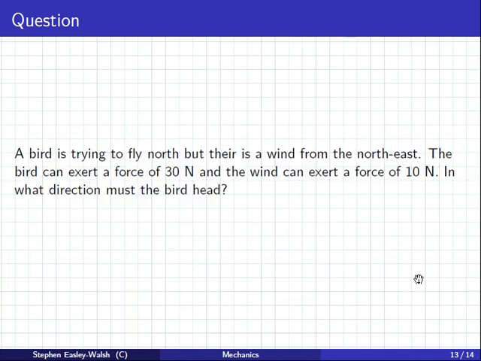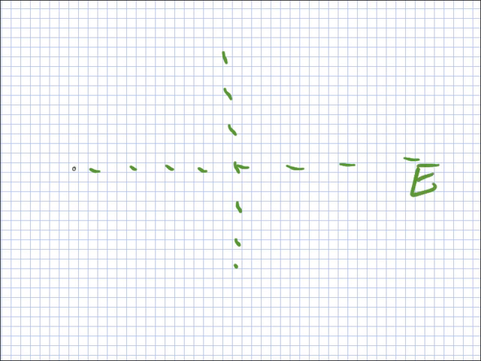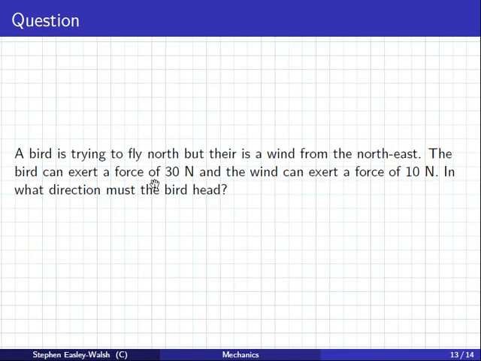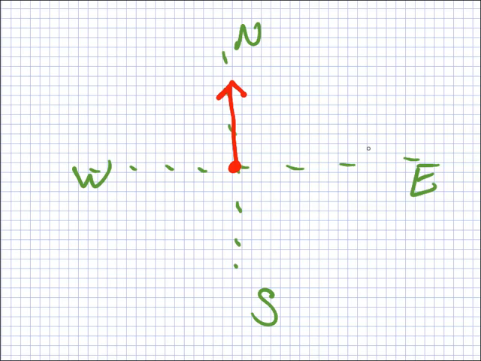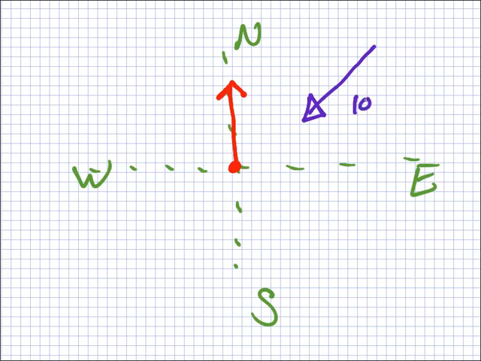Okay. So, last example. A bird is trying to fly north, but there's a wind from the northeast. So I'll draw this for you again. So here's the bird, and the bird would like to fly north. And the bird can exert a force of 30 newtons. But there's a wind from the northeast. So what's happening is there's a wind blowing from the northeast at 10 newtons.